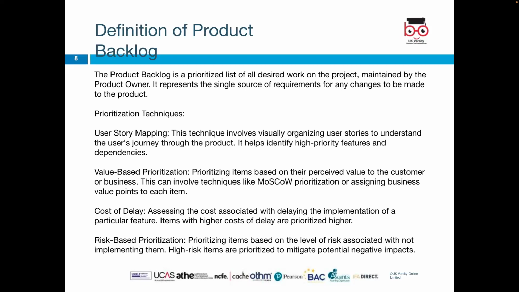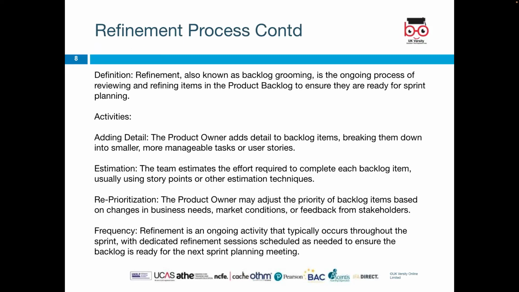And risk-based prioritization: prioritizing items based on the level of risk associated with not implementing them. High-risk items are prioritized to mitigate potential negative impacts. I think that is self-explanatory enough. Obviously, the high-risk items are prioritized over the low-risk ones.